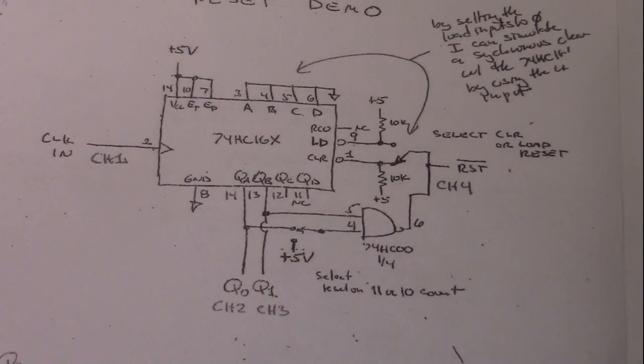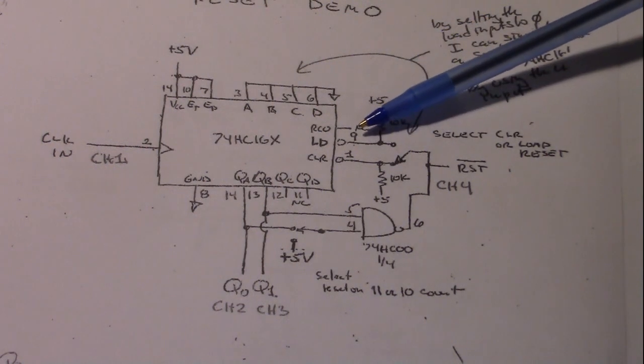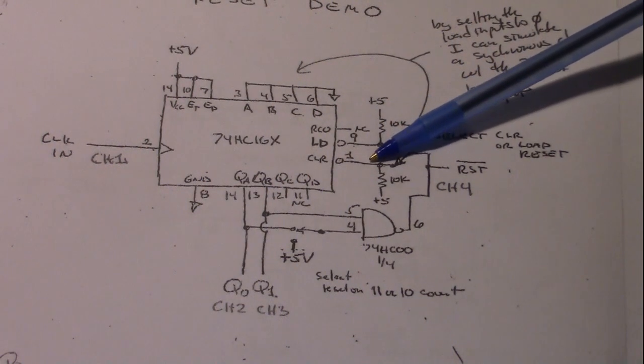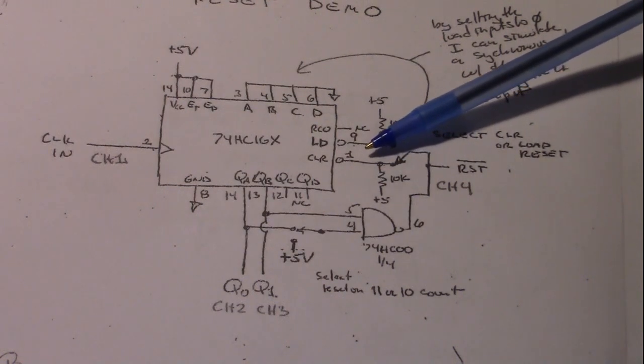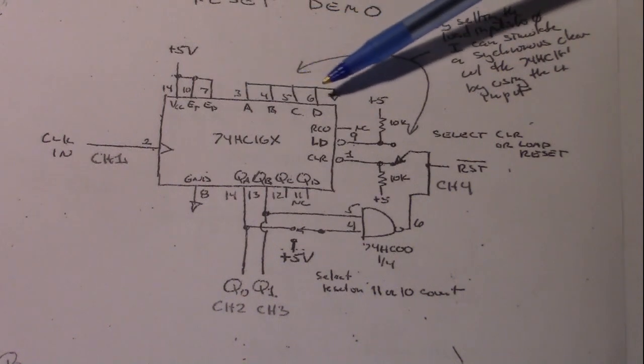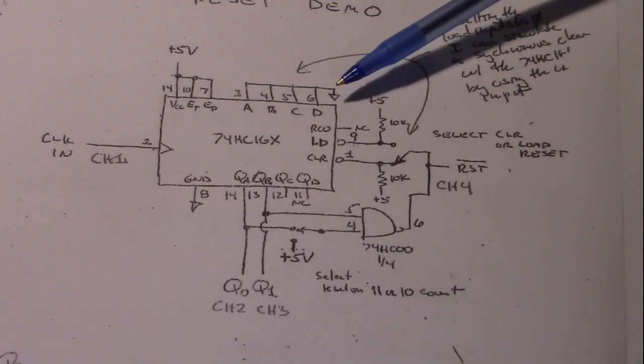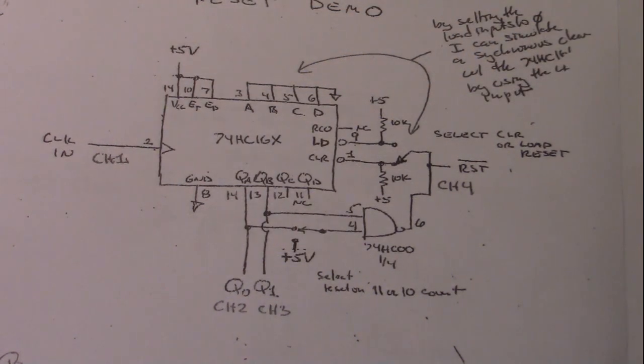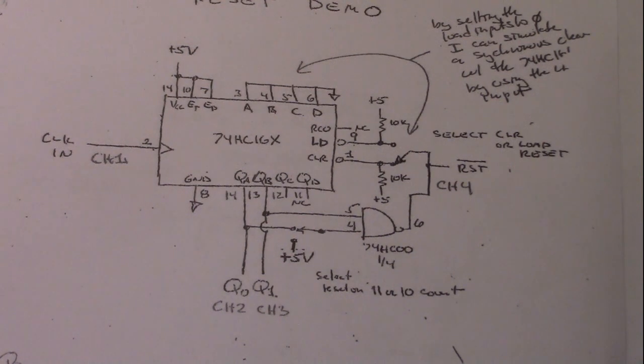And I'm only using a 74HC161. Why am I doing that? Well, we know that load is always synchronous, and clear can be either synchronous or asynchronous depending on if it's a 161 or 163. If I have all the load inputs set to 0, then load effectively becomes a synchronous clear, and clear is an asynchronous clear since I have a 161.